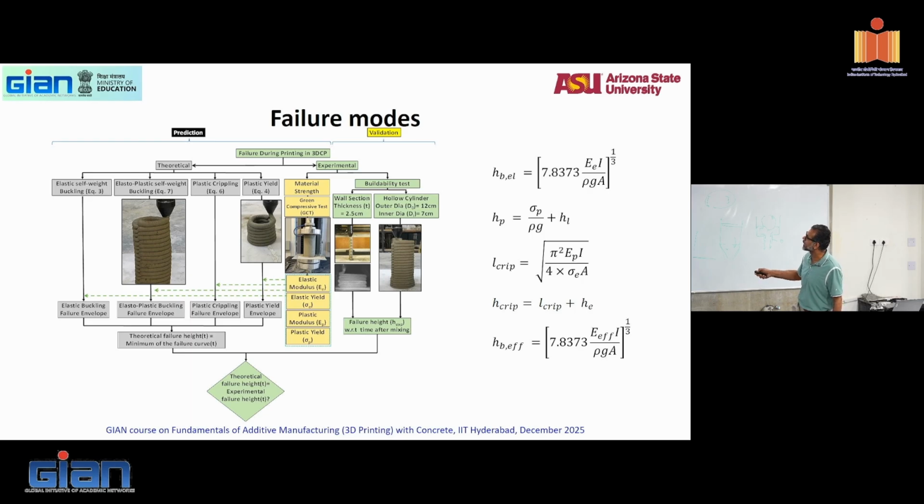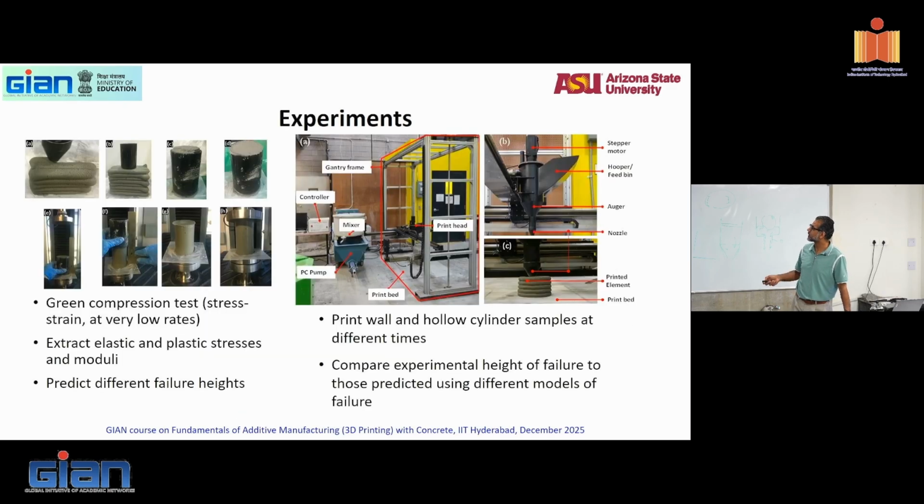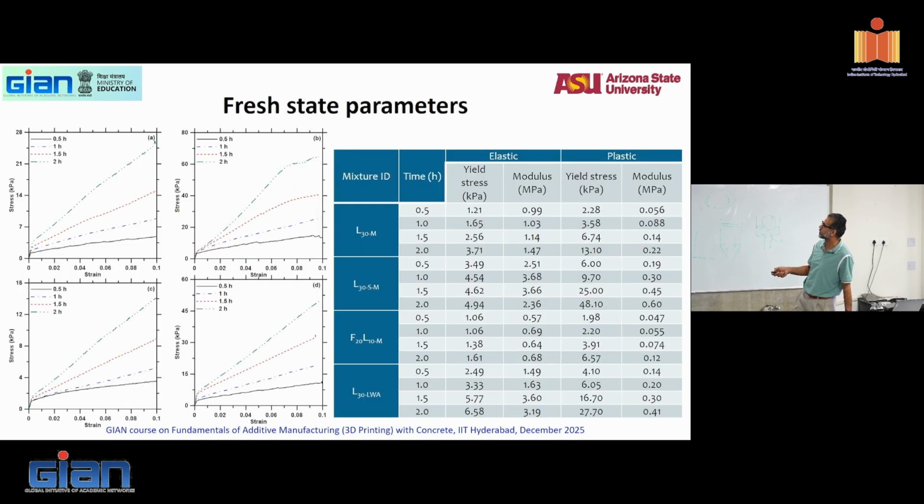From your experimental part, you find the material strength, the green compressive strength, the elastic modulus, all of this. Theoretically, using these equations, you can get your elastic self-weight, elastoplastic self-weight, plastic crippling, plastic yield, and then see the theoretical failure height for each of those versus your actual height that you can print, and see which mode works. So theoretical failure height is equal to experimental failure height. That's your failure criteria. And then you do green compression tests at different strain rates. That's what I showed earlier. Print different geometry specimens for walls, all of that.